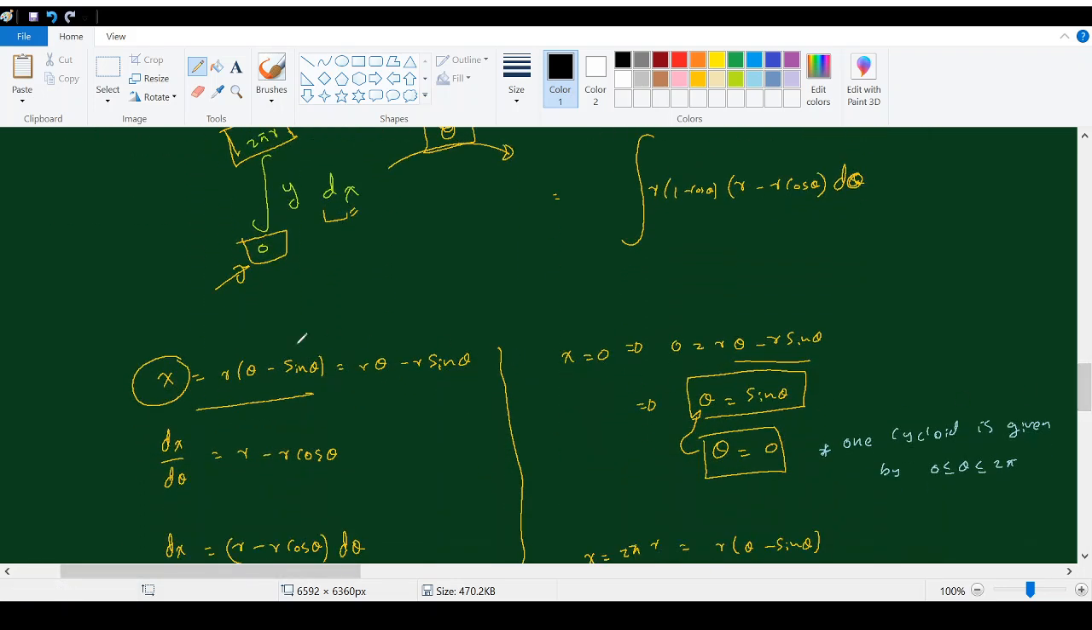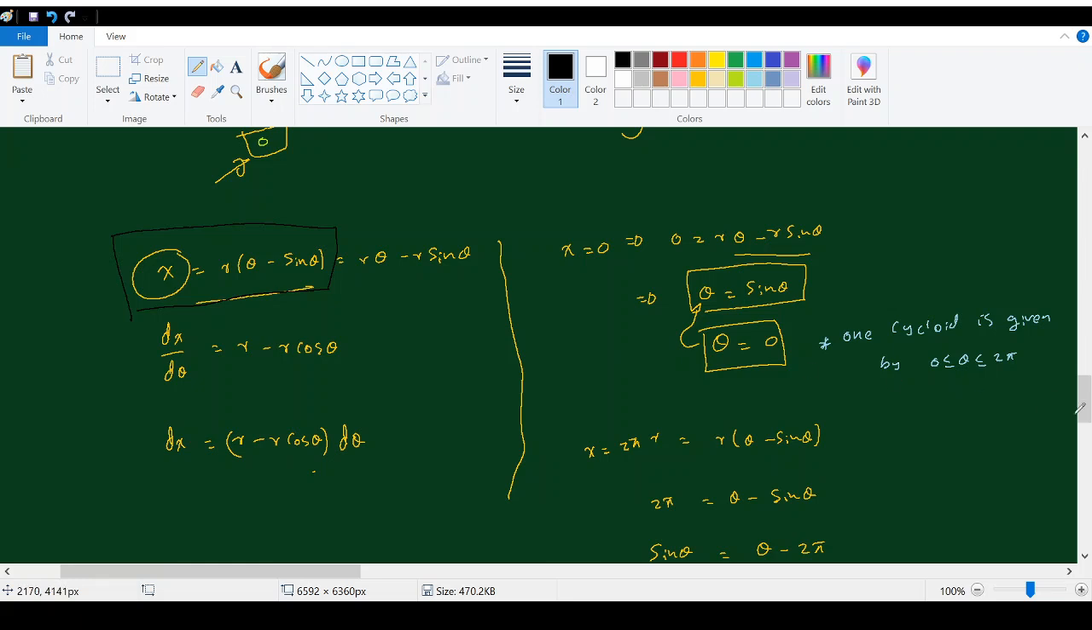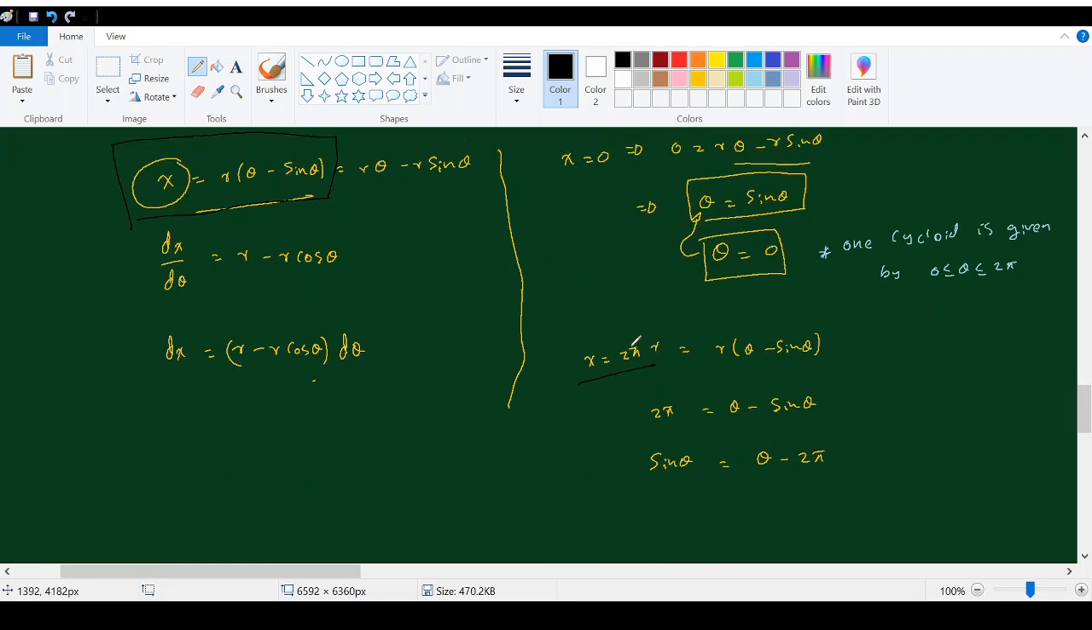Otherwise, if you are going to compute it through this equation, that's the normal procedure of handling these integrals when you are doing the substitution. This is more or less similar to those substitution methods that we do in integrals, right? But here, even for this upper limit case, when x is equal to 2 pi r, then this will be r times theta minus sine theta. So our equation will be equal to this one, right? In fact, sine theta is equal to theta minus 2 pi.